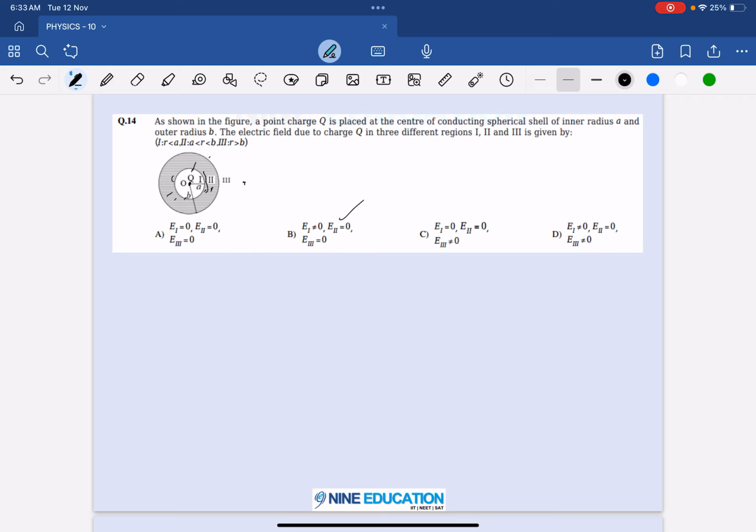So field inside the cavity is not 0, in the conducting material it is 0, and outside it is not 0. So basically our third one is the correct answer, but sorry, my bad, our fourth one is the correct option. Yes or no? E1 is not 0, E2 is 0, and E3 is not 0.